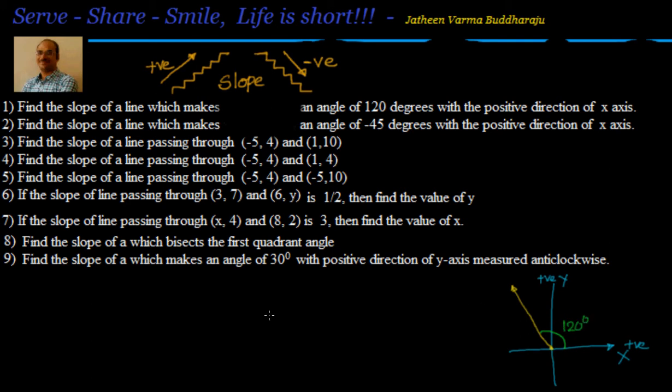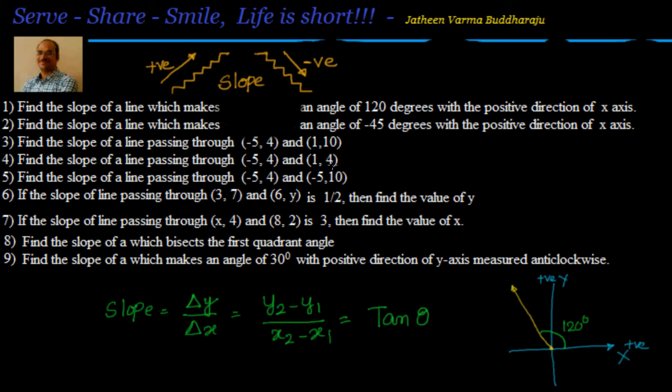Now we know that the slope is nothing but equal to delta y by delta x, or if you have two points x1, y1 and x2, y2, it is y2 minus y1 by x2 minus x1, and that is nothing but equal to tangent of the inclination theta. Inclination means the angle measured in the anti-clockwise direction with the positive direction of x-axis. So we will leverage these formulas to find the slope in all these problems.